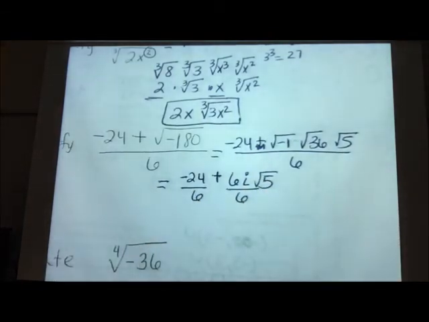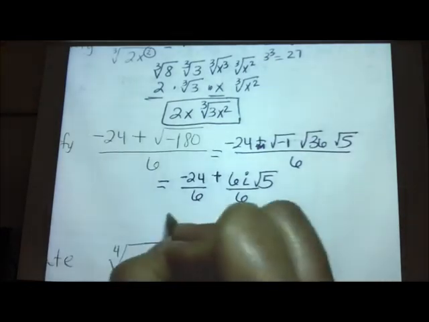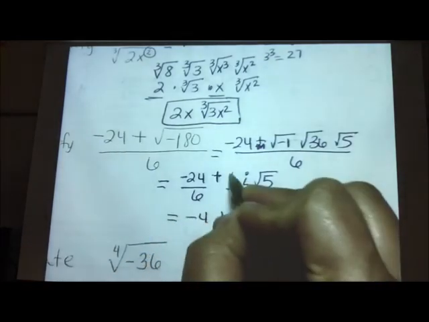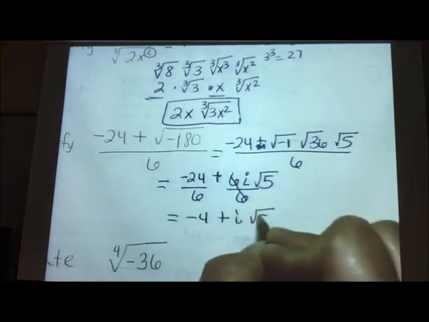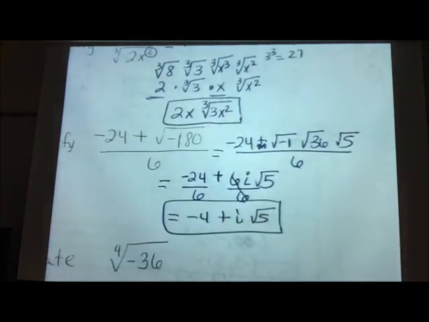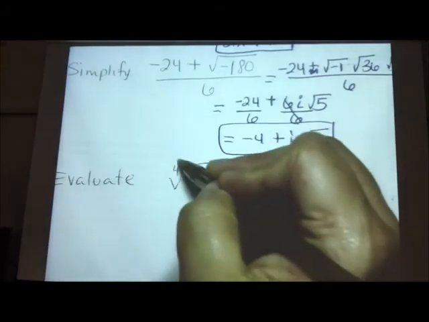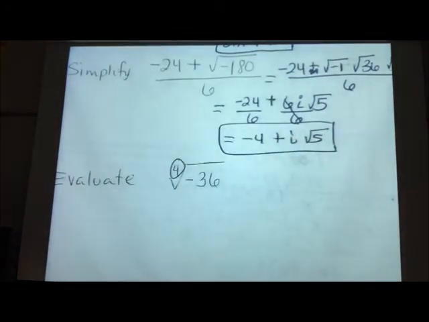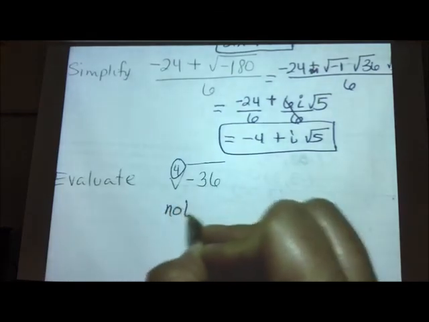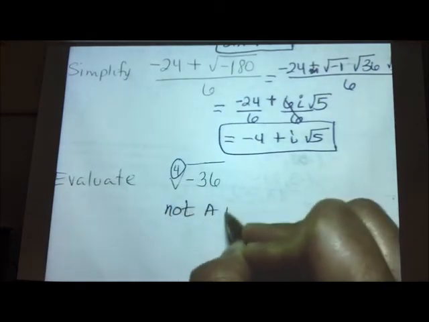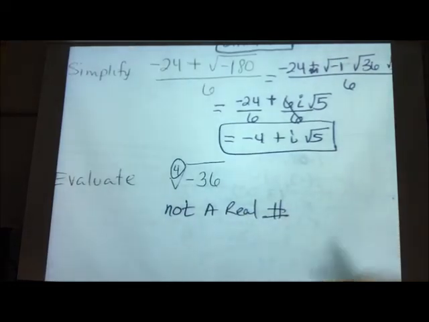So when I do that, negative 24 divided by 6 is a negative 4. Plus, these cancel, so this just becomes i square root of 5. Next problem. When you have a negative inside, and that right there is even, it cannot be evaluated, so the answer would be not a real number. That's it for that one.